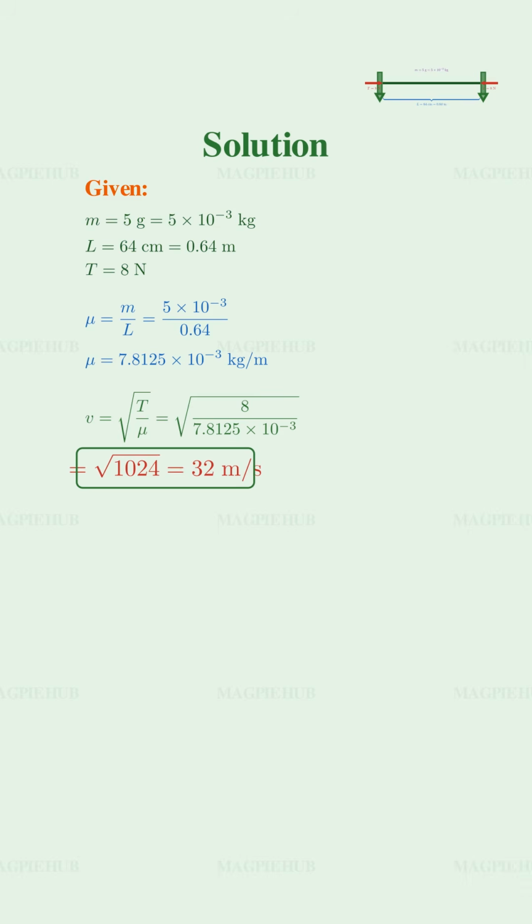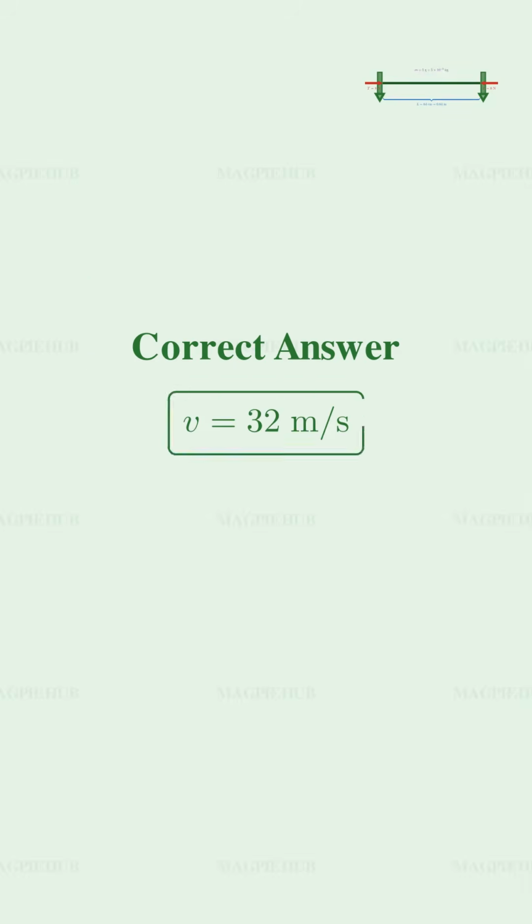Now, wave speed V equals square root of tension T over mu. Substituting, V equals the square root of 8 divided by 7.8125 times 10 to the minus 3. This simplifies to the square root of 1024, which is exactly 32. So the wave speed is 32 meters per second. The correct answer is, the speed of the transverse wave on the steel wire is 32 meters per second.